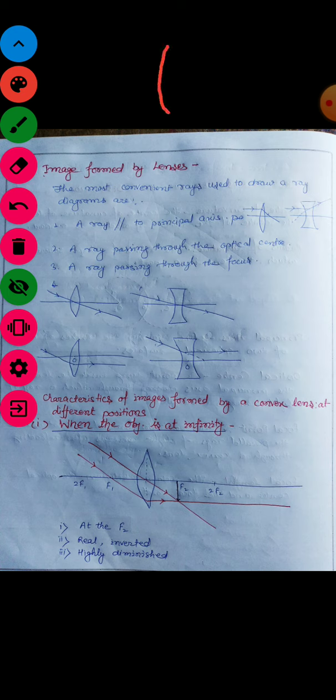Suppose this is a convex lens and the object is at infinity, like the sun is at infinity. If the rays come from there, all the rays from the sun that reach us will be parallel to each other. For the formation of the image, students always have to take two rays, those two rays which intersect after refraction or appear to intersect after refraction.